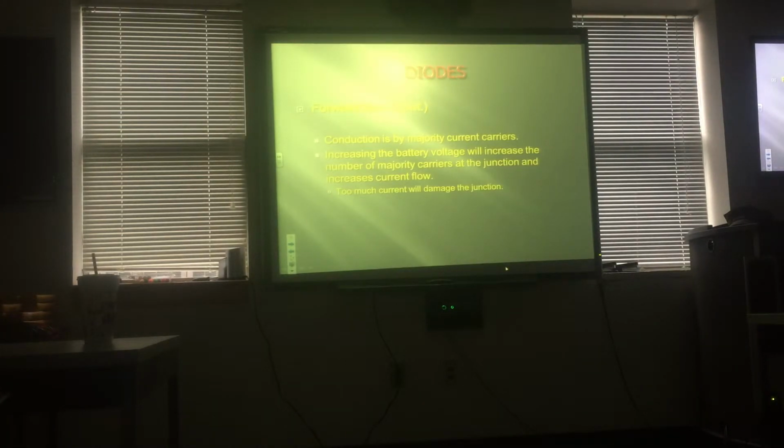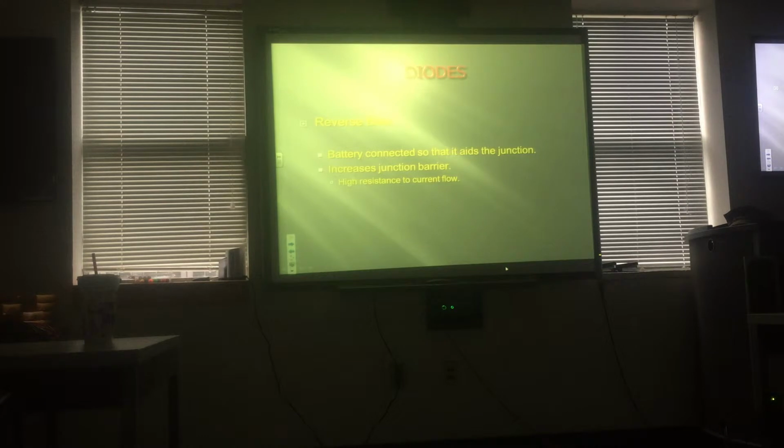So forward bias, continued, is conduction by majority current carriers. Increasing the battery voltage will also increase the number of majority carriers at the junction and increase current flow. Now, understand that too much current will damage the junction, and we all know that heat created by current is a semiconductor's worst enemy.